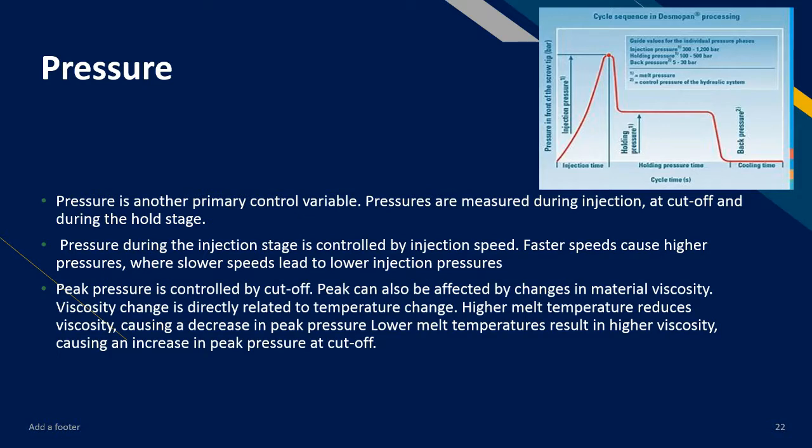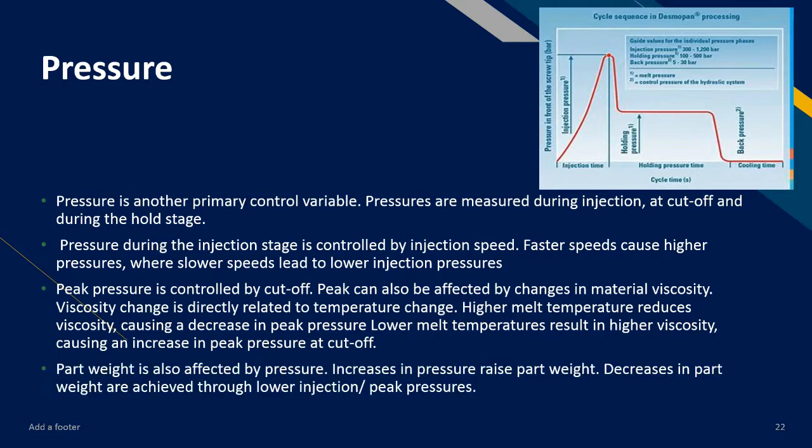Peak pressure is controlled by cutoff. Peak can also be affected by changes in material viscosity. Viscosity change is directly related to temperature change. Higher melt temperature reduces viscosity, causing a decrease in peak pressure, whereas lower melt temperatures result in higher viscosity, causing an increase in peak pressure at cutoff.